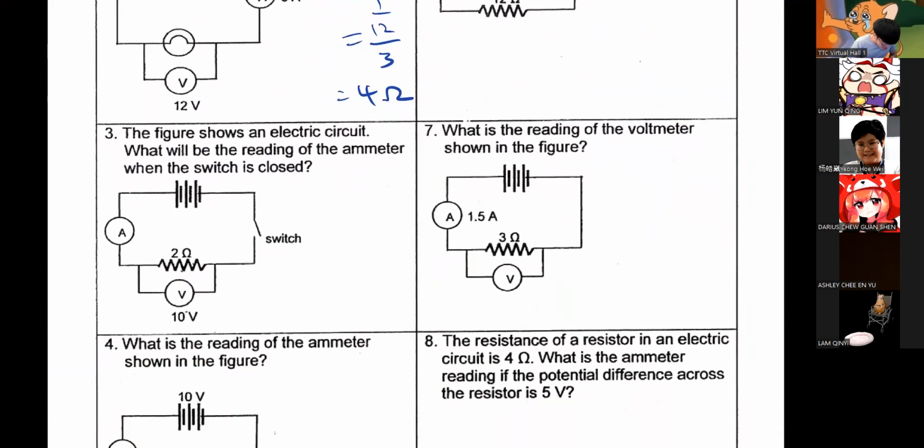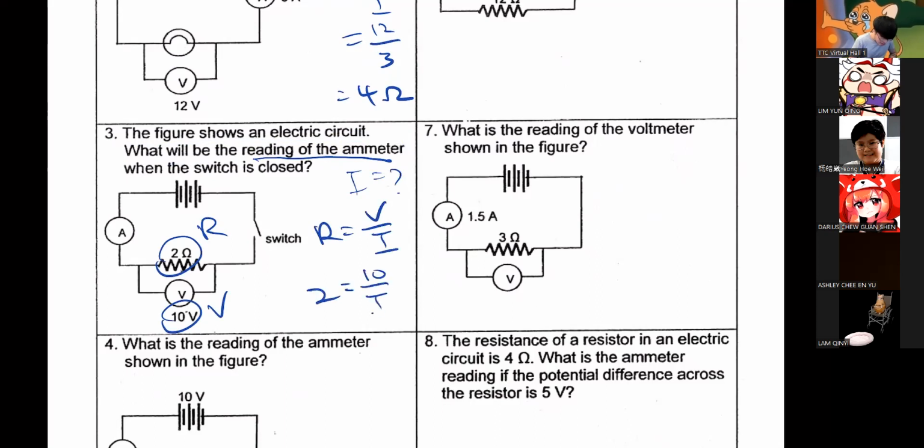Okay, so number 3. The figure shows an electric circuit. What will be the reading of the ammeter? Reading of ammeter means they want the I. So 2 is the R, 10 is the V. So R equals V over I. 2 equals 10 over I. I just substitute my values in. Basic maths, I equals 10 over 2. So you get 5A. The unit of current is A because ammeter.